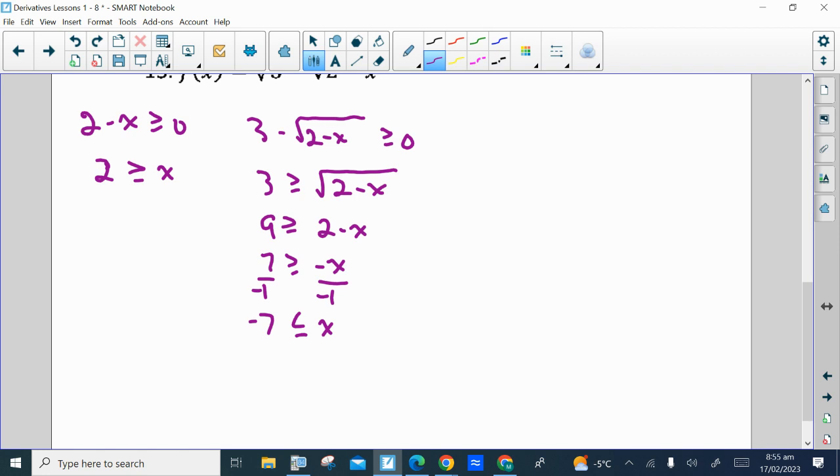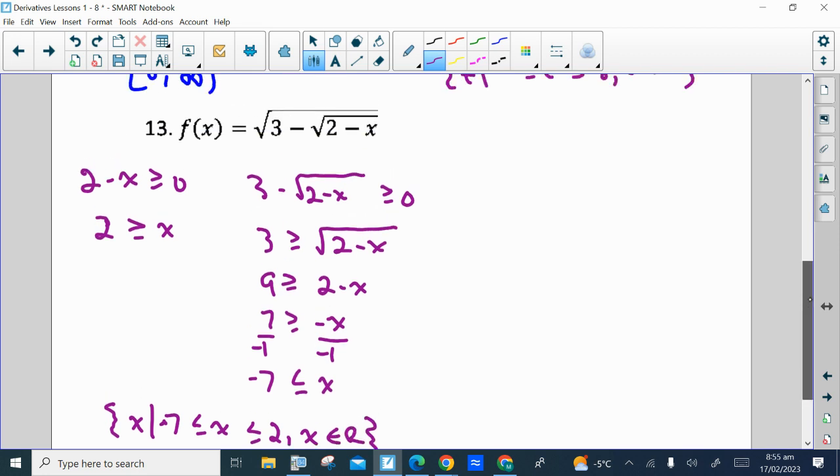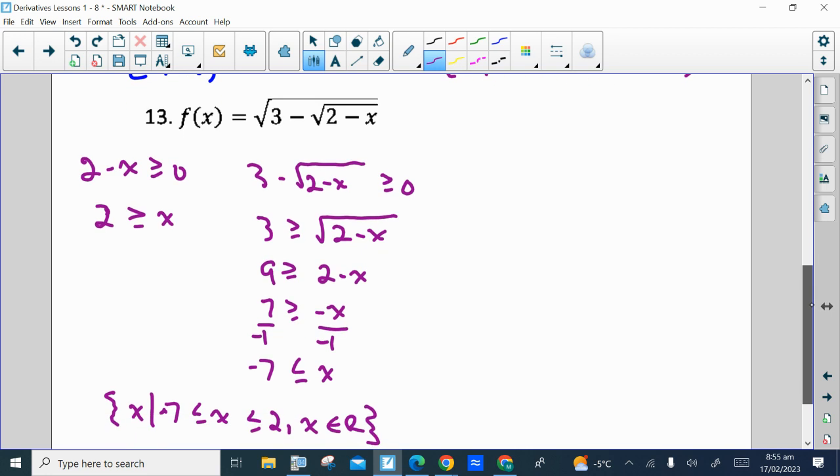Your answers are all values greater than or equal to negative 7, less than or equal to positive 2. So we would say that all values of x such that x is greater than or equal to negative 7, less than or equal to positive 2. So there's the domain for that function.